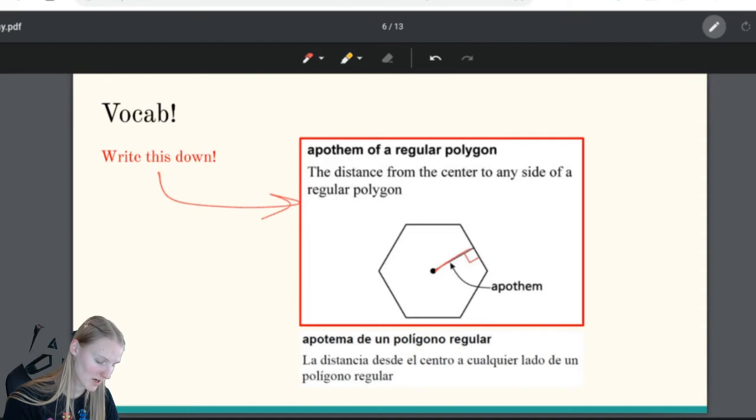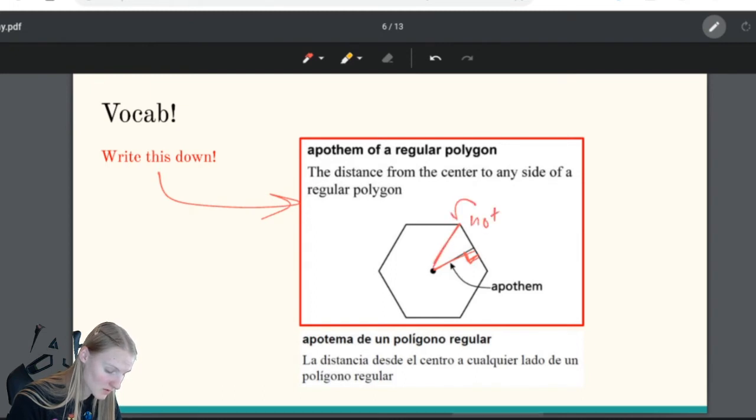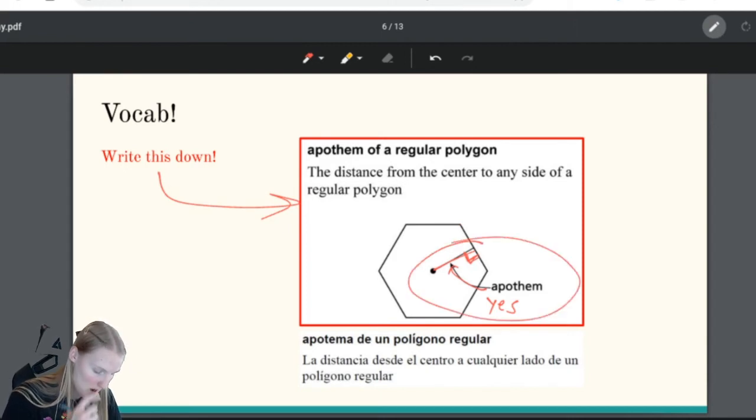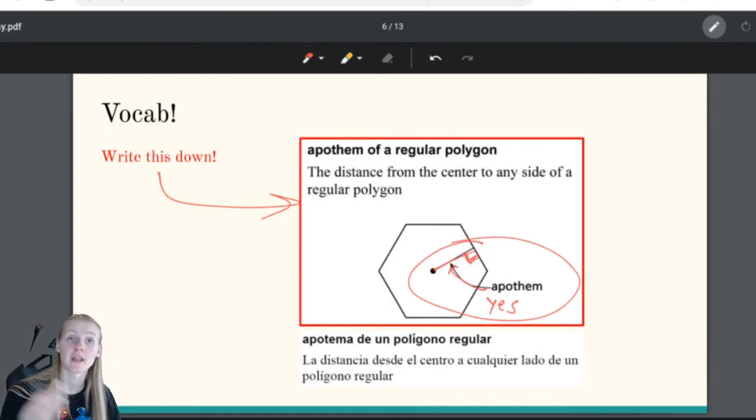So this right here. If we were to look at this, that is not the apothem. This is not the apothem. We are taking the shortest distance to the side. The shortest distance is wherever this is a 90-degree angle. So not this. Not this one. Yes, this one. So not what I just erased. This is what the apothem is. From the center to the middle of the side at a 90-degree angle. Okay, that's what an apothem is.